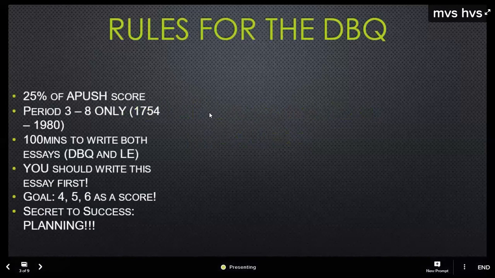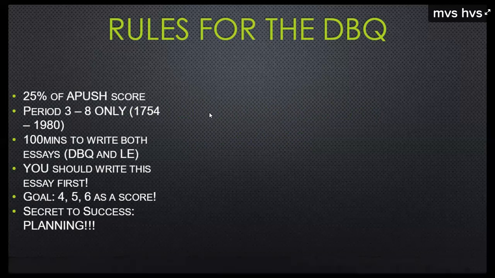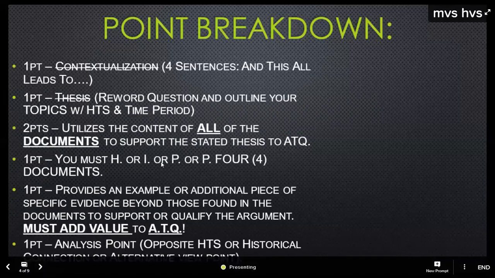So the DBQ is 25% of your score. Again, they're only going to ask you from periods 3 to 8. You get 100 minutes for both the DBQ and the LEQ. You should write the DBQ first. And the biggest goal is to plan. The secret to success on the DBQ is plan, plan, plan, plan, plan. This is all stuff we already know. It's all stuff we've already talked about. Now, these are the points values, right? Wherever you see ATQ, that means answer the question.